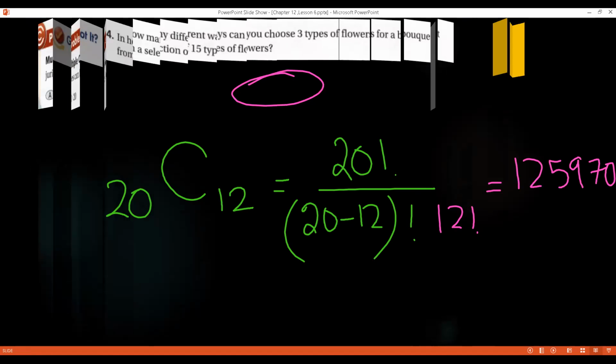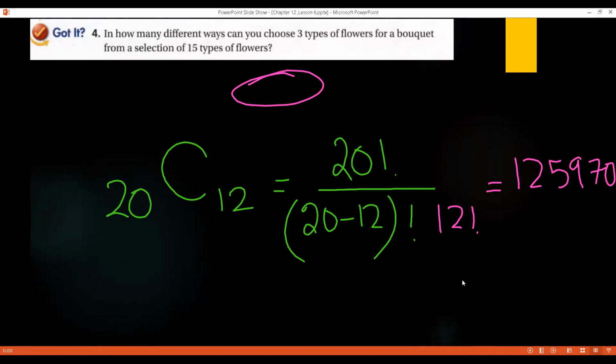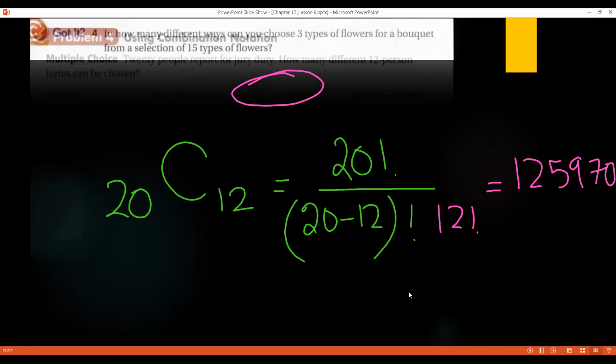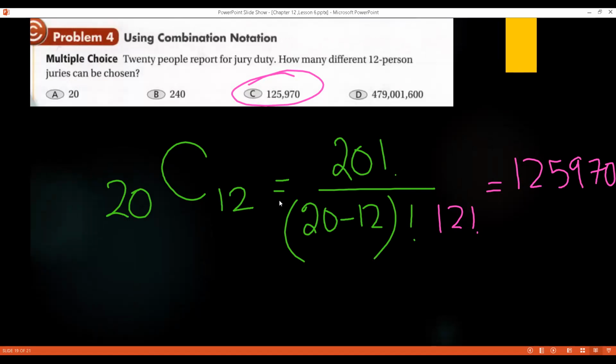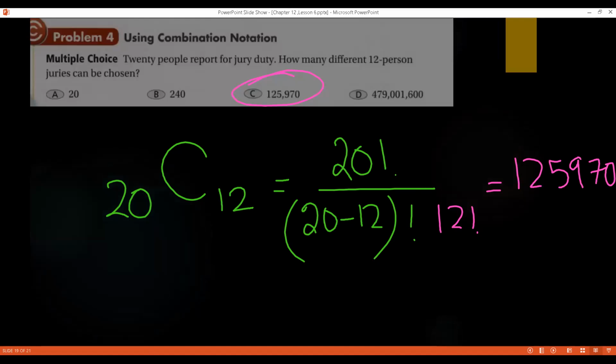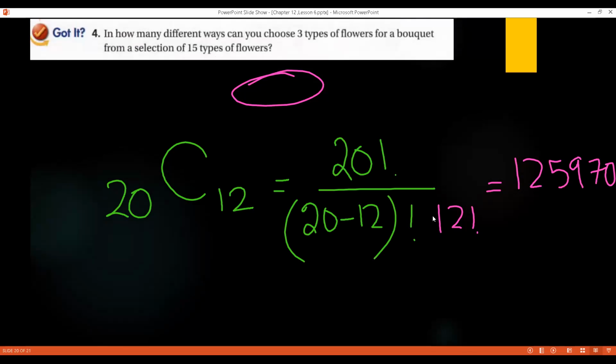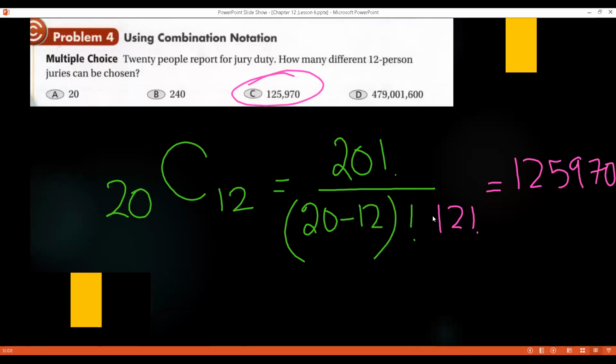Teacher, I got B. I got 204, a very large number. Maybe you made the permutation. You forgot this one. Yes, maybe. This is a permutation of 12 from 20.